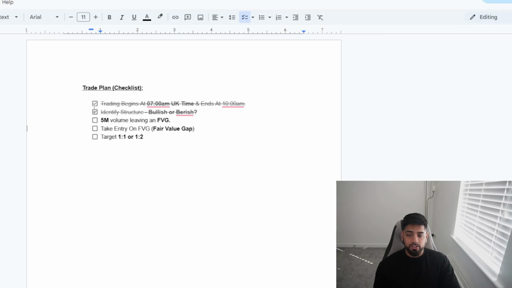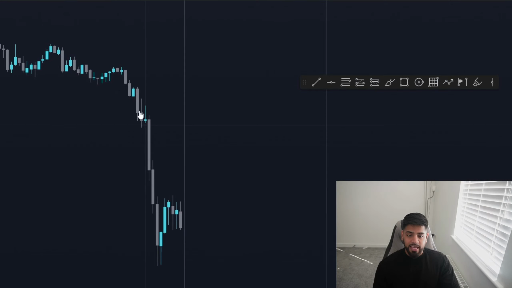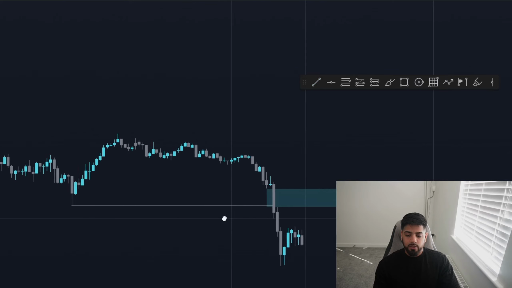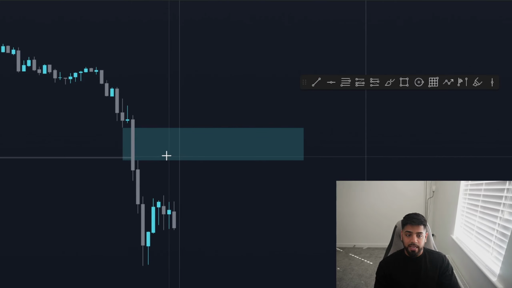So now that we've understood that, we're going to come back to our checklist, and the next step is to identify a 5-minute volume candle leaving a fair value gap. Well, if we look to the left again, we've got this massive volume candle right here, which number 1 left a fair value gap, and number 2 has also given us a break of structure right here. So that tells us that this is a key area that price is going to look to retrace back into to give us that lower low and then continue lower from there.